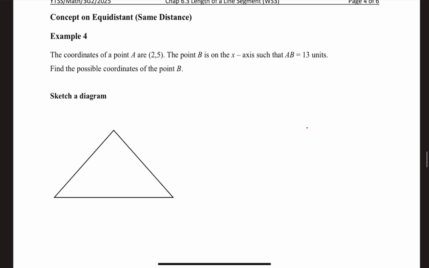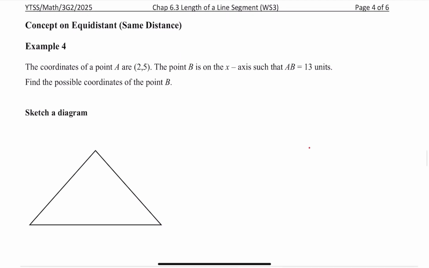Let's now look at example 4. Okay, example 4 here says, the coordinate of point A is given by (2, 5), and point B lies on the x-axis such that AB is 13 units. Find the possible coordinates of point B. So if you find it hard to visualize, let's draw a simple diagram. I know that the x-axis is a horizontal line, so let's imagine this as my x-axis. I will draw this part out here using a horizontal line. This will be my x-axis.